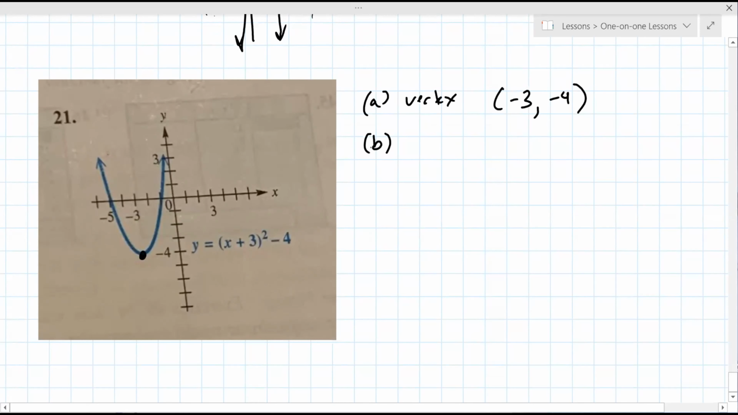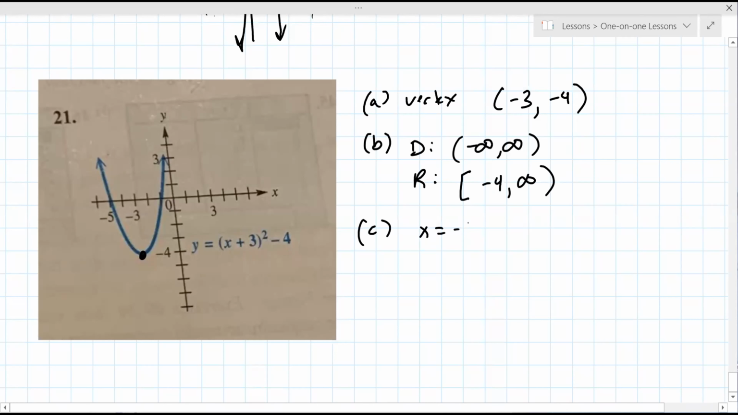All right. Now for B, domain and range. What is the domain always for these? Oh yeah, all real numbers usually. Right. The range depends on whether it opens up or down. In this case, since it opens up, it's the y value of the vertex to infinity. The axis of symmetry comes from the x value of the vertex, x equals -3.